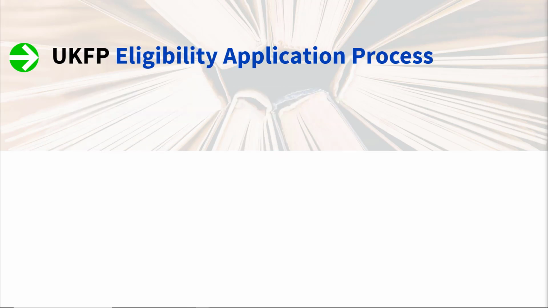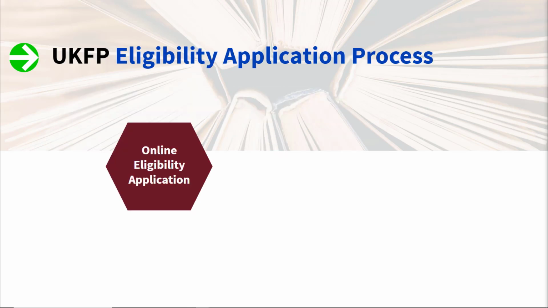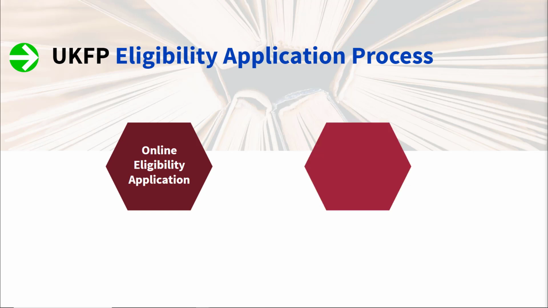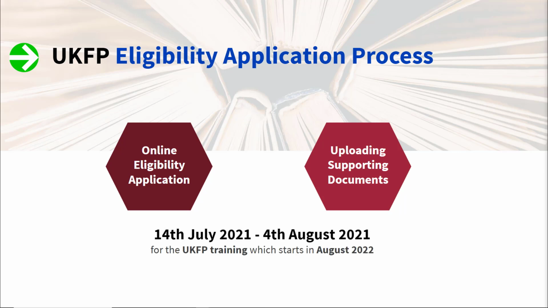The UKFP eligibility application process, as I said, has 2 steps. One is the online eligibility application process and uploading the supporting documents. It's basically the same online form. You have to put your information in, then there are segments where you have to upload the documented evidence. This application window will open on 14th of July and end on 4th of August for the training, which will start in August 2022.